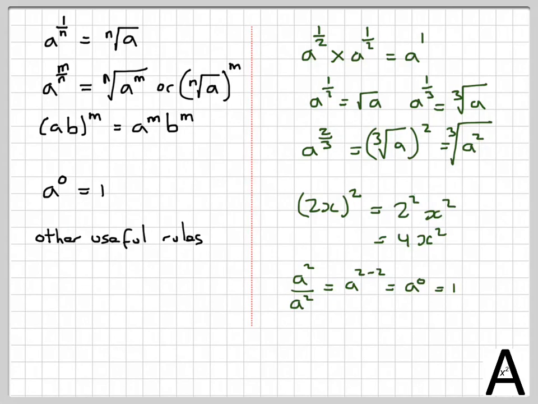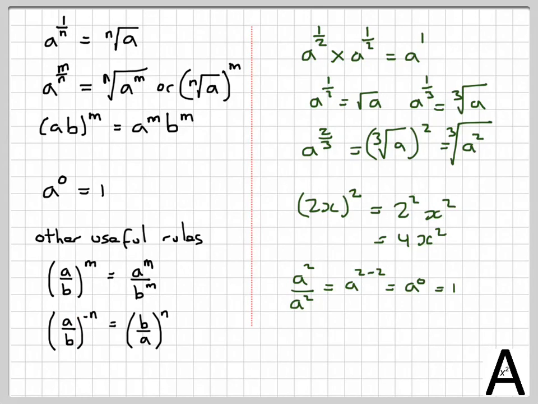Other useful rules, which are not generally written down, are these. (a over b) to the m is equal to a to the m over b to the m. (a over b) to the minus m is that you invert these round, take the reciprocal of them, so you write them b over a and then raise it to the positive power of m. Those rules are quite helpful. So these are the rules of indices.